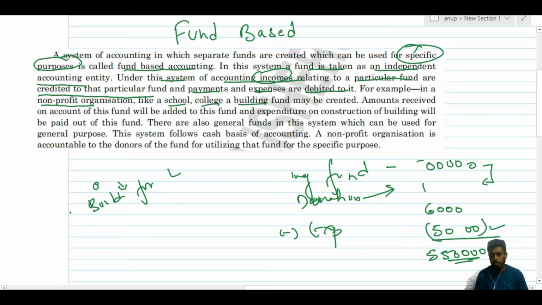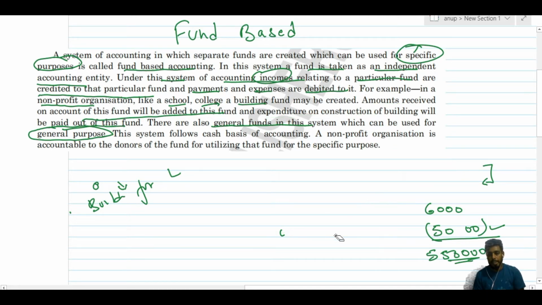Let us see examples of funds for an NPO, like school funds, college funds, and building fund, which may be created. The amount received on account of this fund will be added to the fund, and expenditure on construction of the building will be paid out of this fund. There are also general funds in this system which can be used for general purposes. These funds can be either specific or general. General funds can be used for any general purposes, but a specific fund should be used only for the things for which the fund was received.